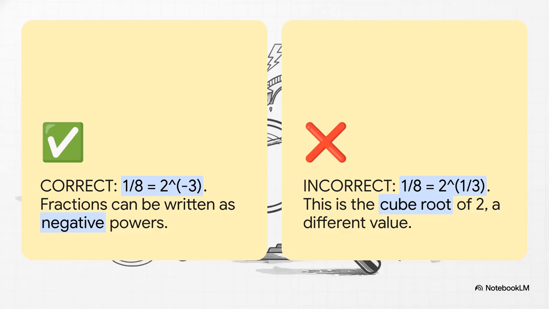The second common mix-up is confusing negative exponents with fractional exponents. They are not the same thing. 1/8 is 2 to the -3rd power. 2 to the 1/3 power is something totally different. That's asking for the cube root of 2. So just be really careful to keep those two rules separate in your mind.